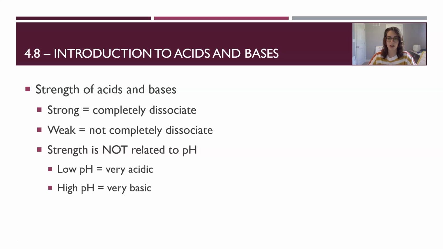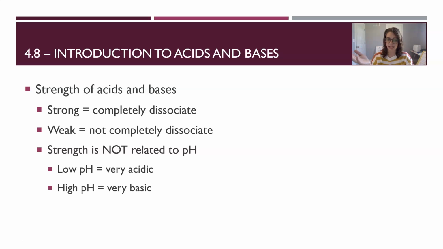Strong acids and bases are going to completely dissociate into their ion pieces. So if we talk about an acid, a strong acid is going to completely break apart into its proton and then its negative ion piece. So there's not going to be any of the acid together as a whole molecule. It's always going to be completely split up. A weak acid means that it doesn't do that. A weak acid means that some of it will ionize, some of it will break up, but some of it will stay together. And again, strength is not at all related to pH.